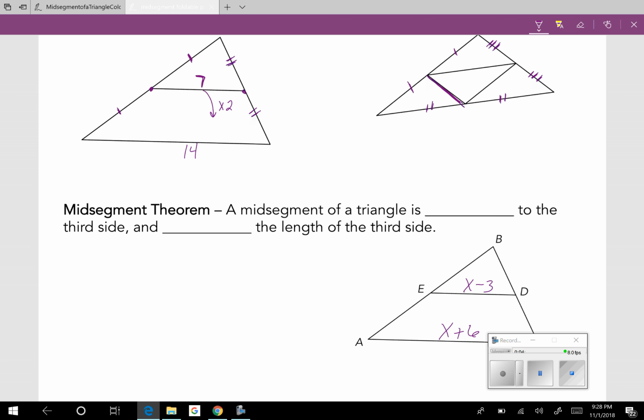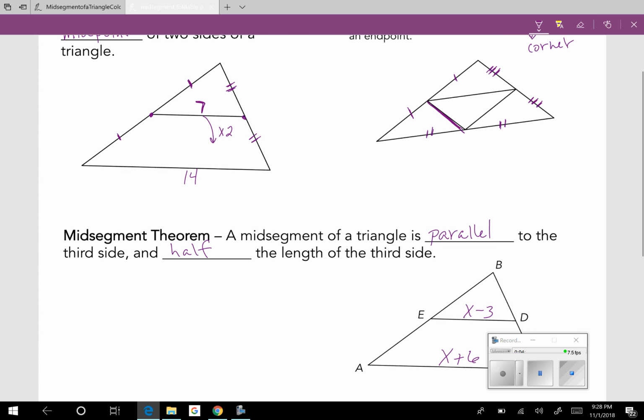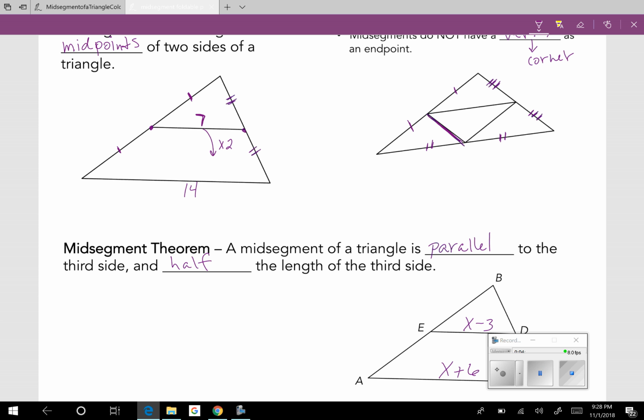So the midsegment theorem says a midsegment of a triangle is parallel to the third side and half the length of the third side. If we go back and look at our original example up here, you see the midsegment and the bottom side are running parallel to each other, so we could put the parallel symbols on them. And if you notice, the midsegment is 7, which is half of 14.